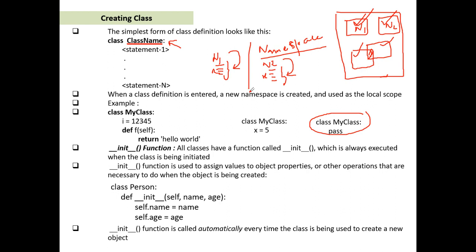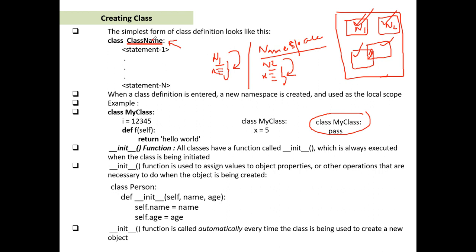Okay, so that was namespace. In Python, a class name is just like a namespace. If you write a class like that, whatever statements or variables you declare here, and methods you declare here, all belong to this name.